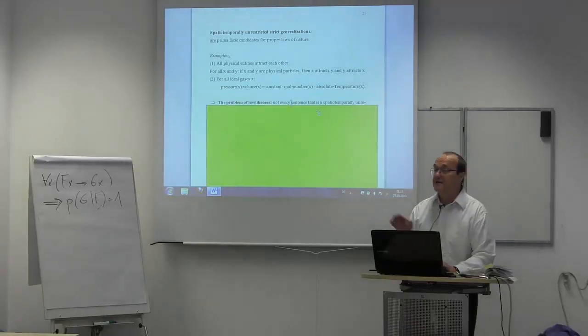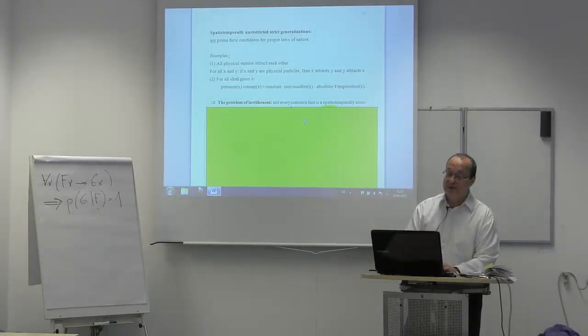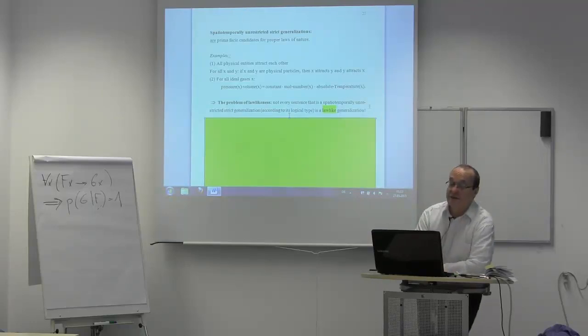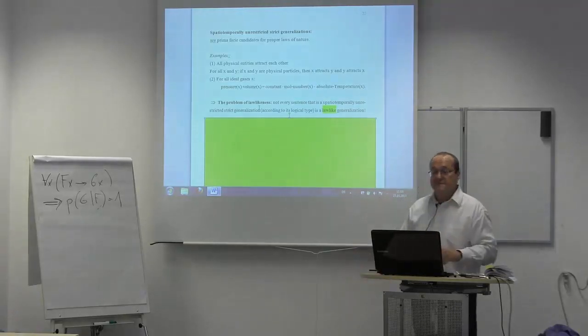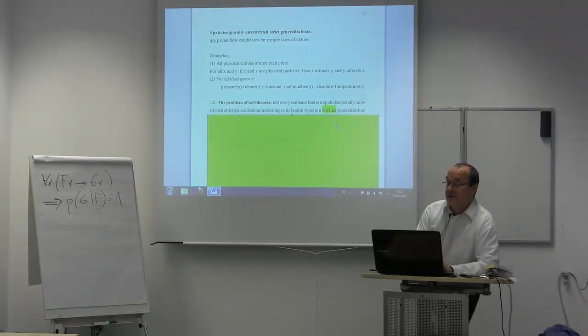Now, can we say that these are the law-like sentences? This is called the problem of law-likeness, and the problem is that not every sentence that is a spatiotemporally unrestricted and strict generalization, according to its logical type, is a law-like generalization. So not every sentence which has these logical characteristics is a law-like generalization. That is a problem, and here's an example.